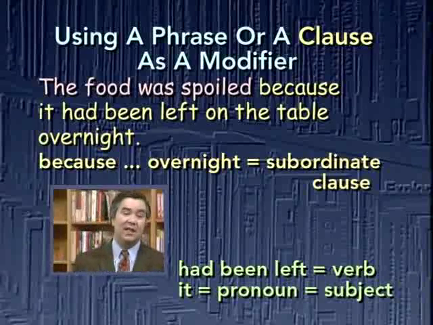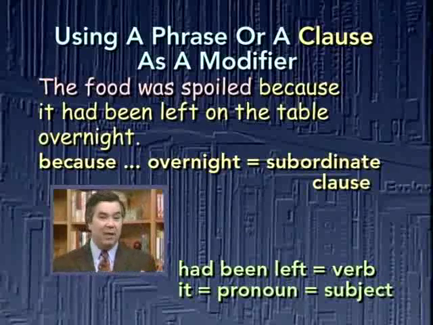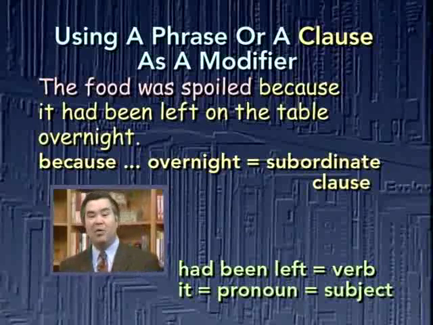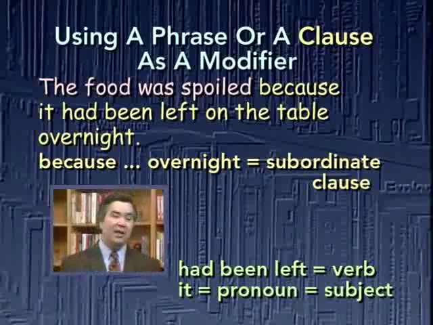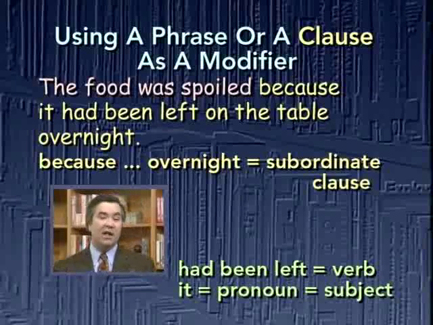If you saw this standing as a sentence, you would say, that sounds incomplete. I don't understand what's being said. Because turns it into a subordinate clause. So we have a main clause, an independent clause, followed by a subordinate clause. A very common structure for a sentence.